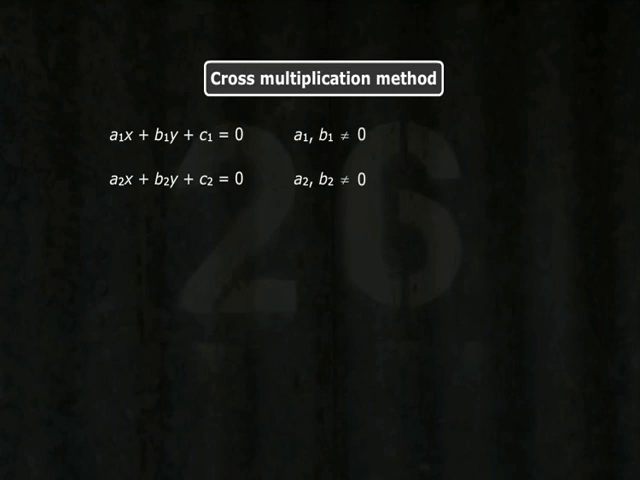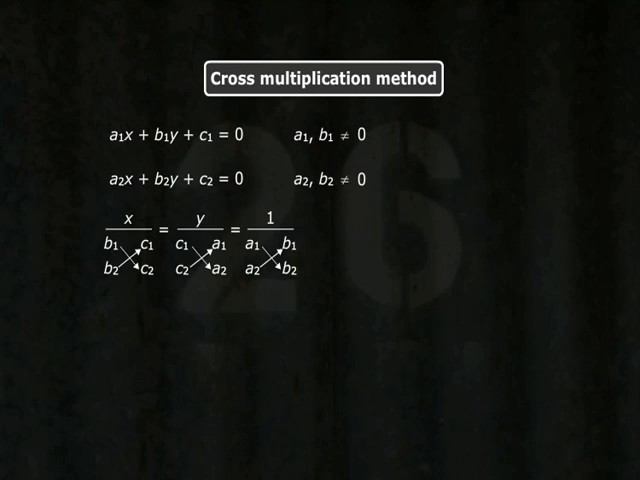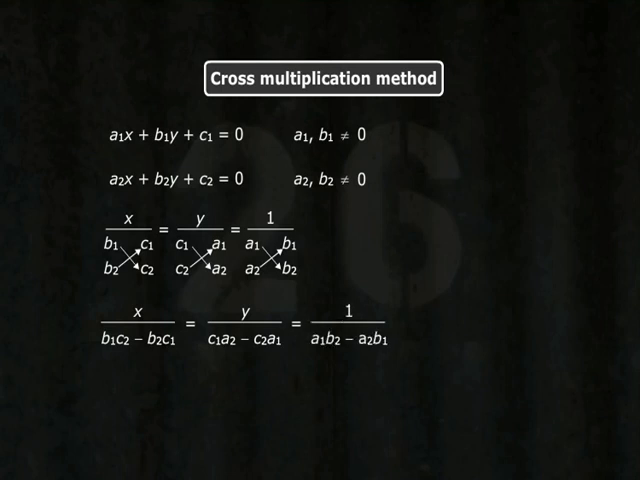Now let me give you an expression. There, you notice the arrows in the denominators? They are here to help us out, because we need to write these denominators as the product of downward arrow numbers minus the product of upward arrow numbers. So we get x divided by b1c2 minus b2c1, you see that, equals y by c1a2 minus c2a1, which in turn equals 1 upon a1b2 minus a2b1.